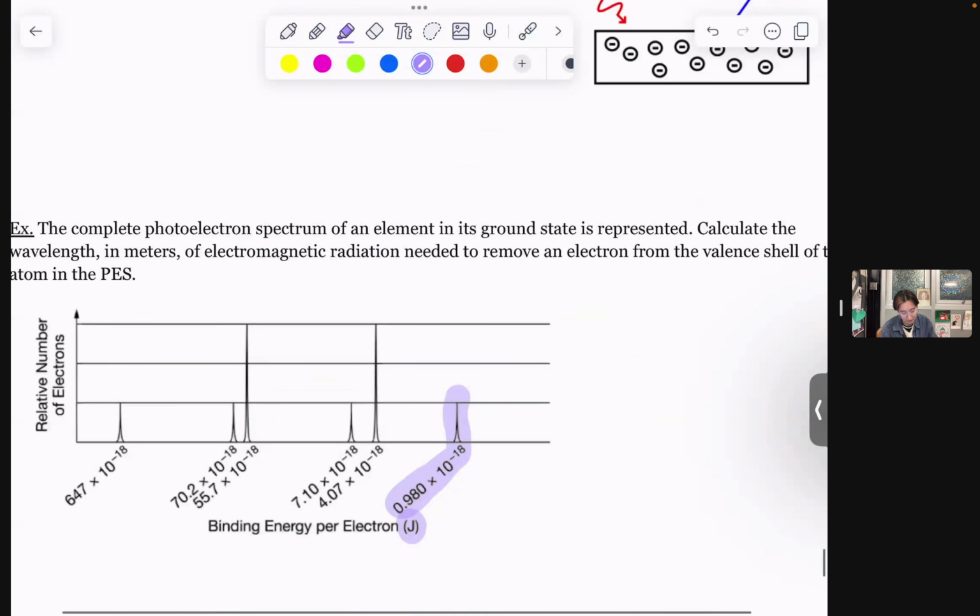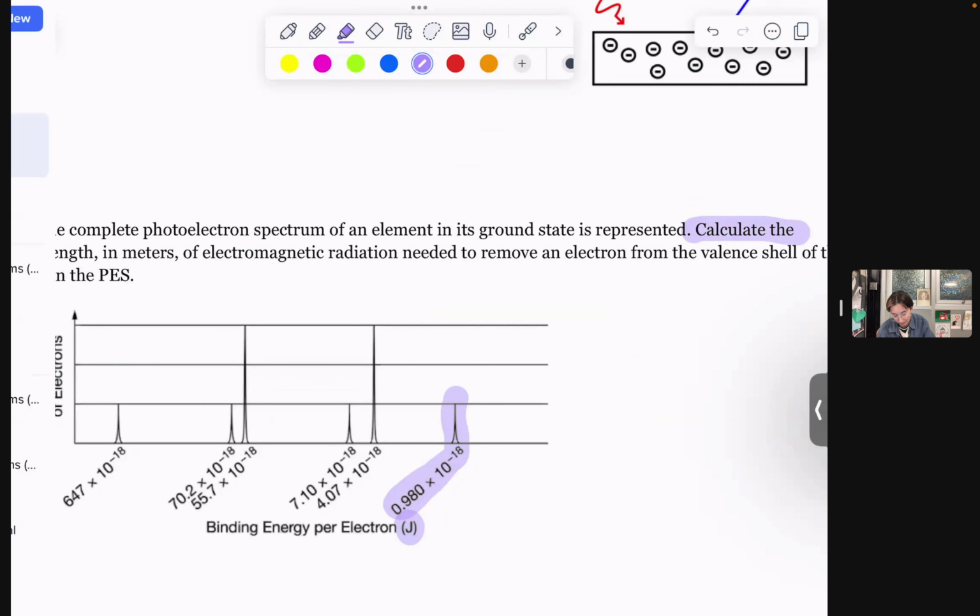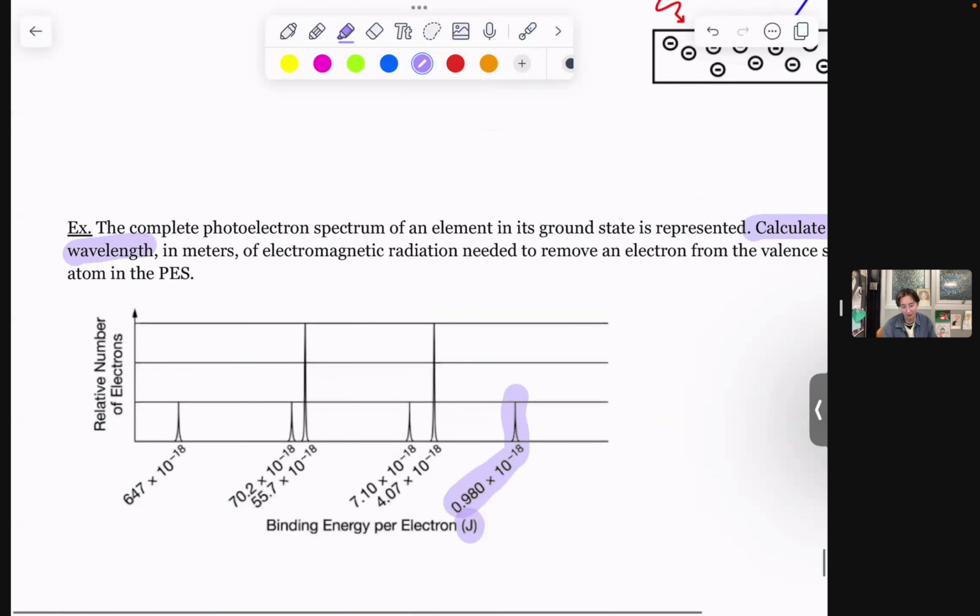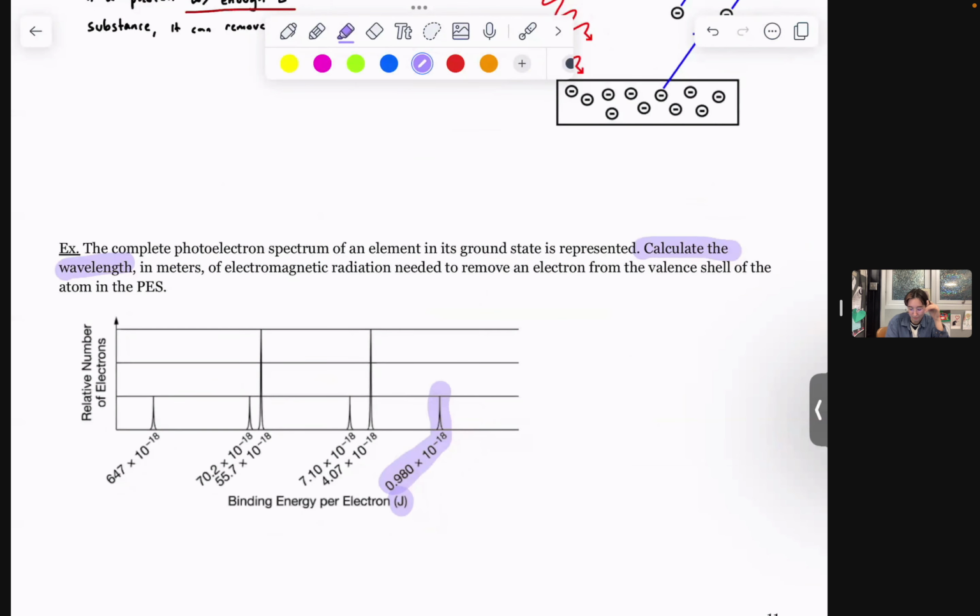The question is asking to calculate the wavelength of a particle, a photon, a bit of electromagnetic radiation; all mean the same thing. What would the wavelength of that energy be if it was able to meet this ionization energy, this binding energy, to overcome it? All it's really asking is to change this energy into wavelength. We know an equation to do that.